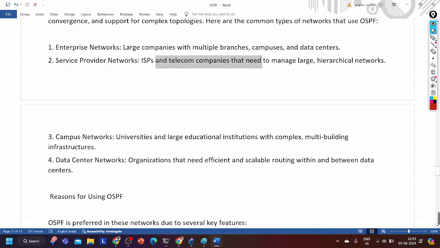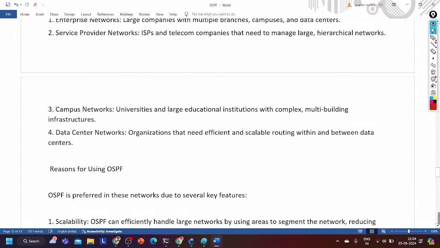ISPs and telecom companies that need to manage large hierarchical networks. Then campus networks, like a campus area network to connect multiple buildings. A university or educational institution can use the OSPF routing protocol, right? So universities and large educational institutions with complex, multiple-building infrastructure.